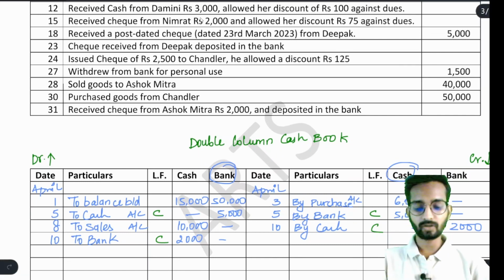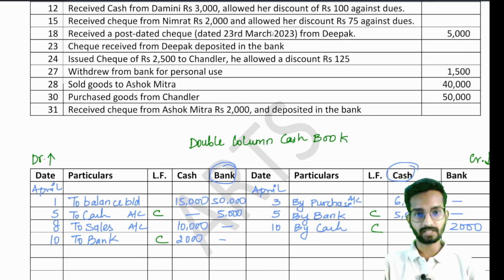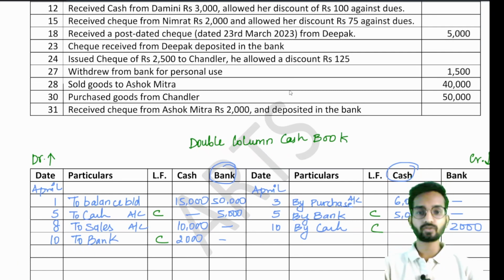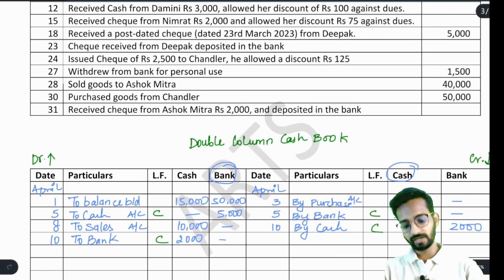Now next question, on April 12th what is happening? Received cash from Damini rupees 3,000, allowed her a discount of rupees 100 against dues. It means what? We received cash how much? 3,000. How much discount we have given, it doesn't matter to us. Our focus is only one simple thing: how much cash is coming, how much money is coming into the bank for double column cash book? That's all. So we are receiving cash how much? 3,000. What date? April 12, to Damini account, 3,000 rupees. That's it.